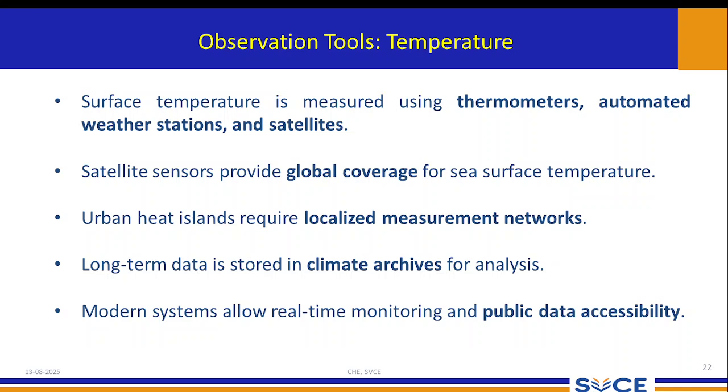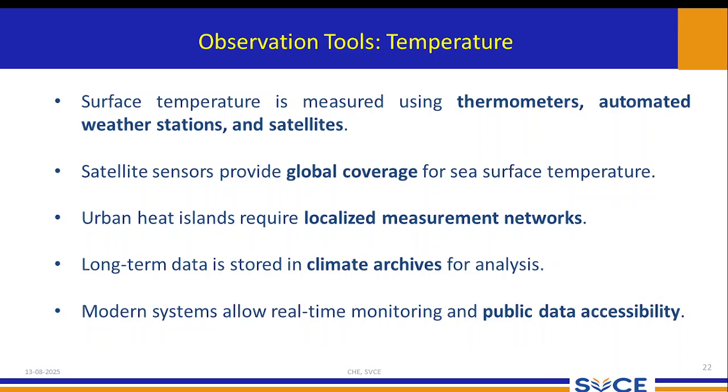Satellite sensors provide global coverage for sea surface temperature. How to measure the temperature by means of satellite or even the tools which are available. Okay, we even have a radar station every 360 kilometers in the southern part of the region, like Chennai. We have a radar station. The next station will be in Visakhapatnam. On the other side, we have a radar station in Karaikal, my hometown.